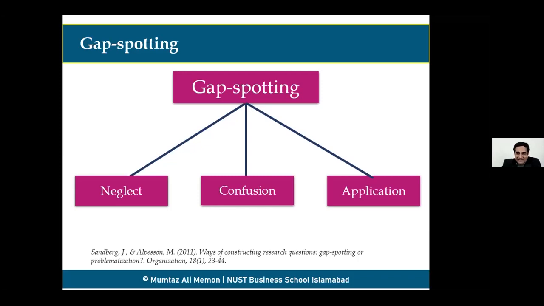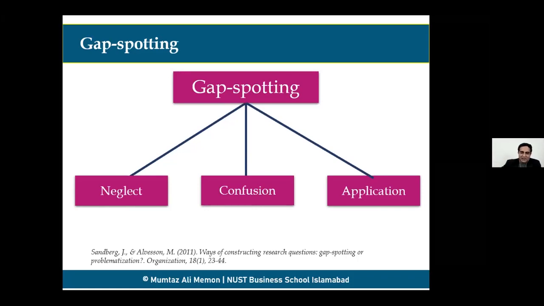Second one is confusion. For example, one paper is saying that when there is training, people tend to stay in the organization and don't leave, for example. But a second paper comes in and says that when the organization invests in training, people tend to leave the organization because now they have better skills. Now they feel they are the master of everything. They know how to do things. They tend to leave the organization.